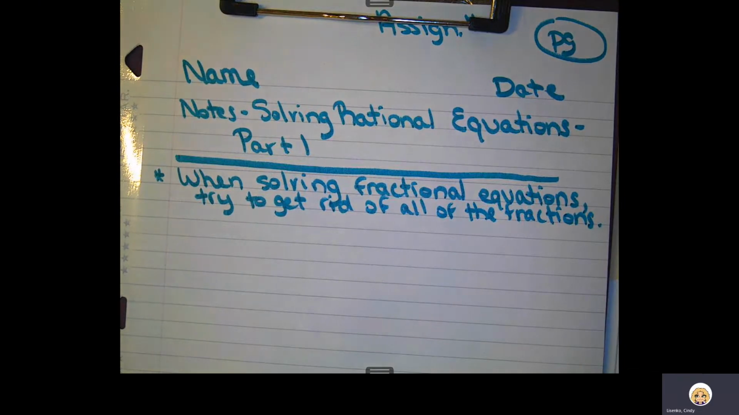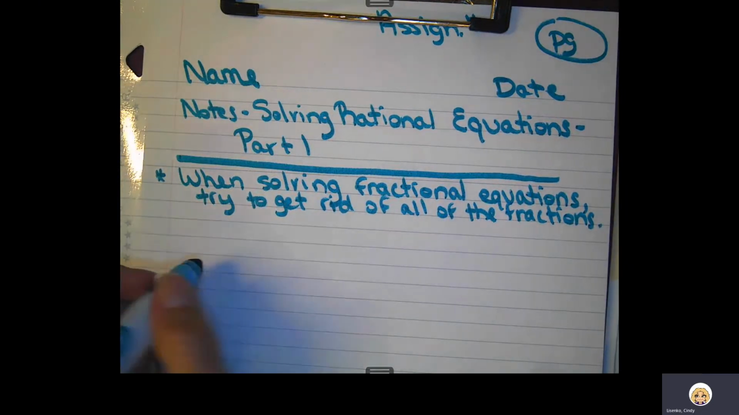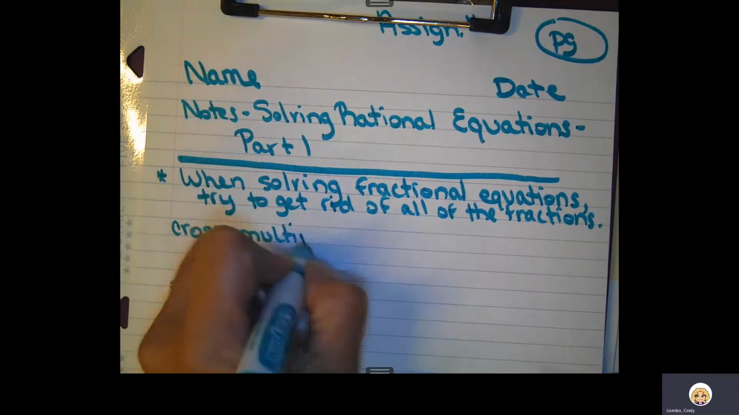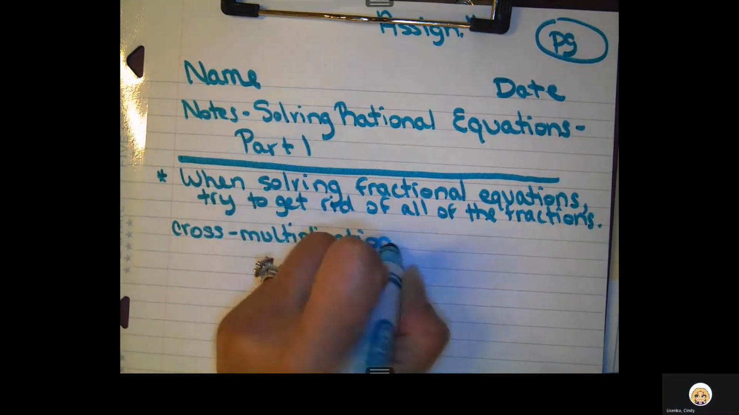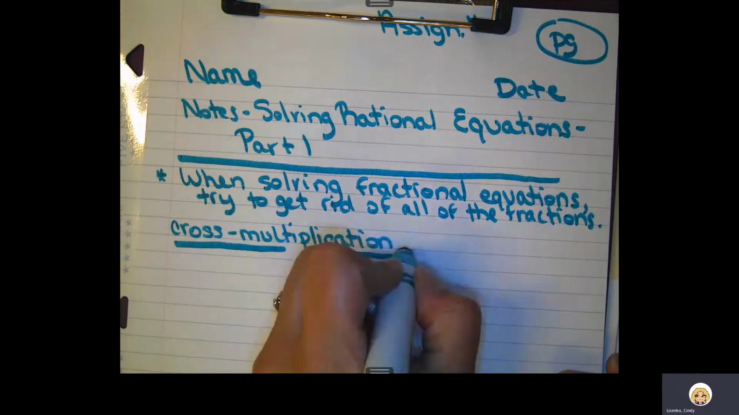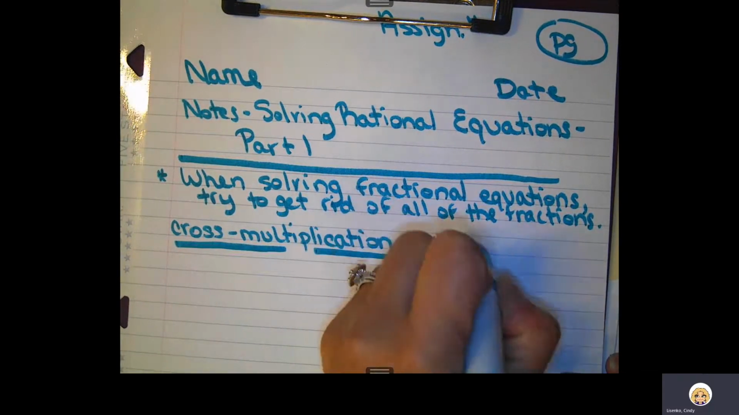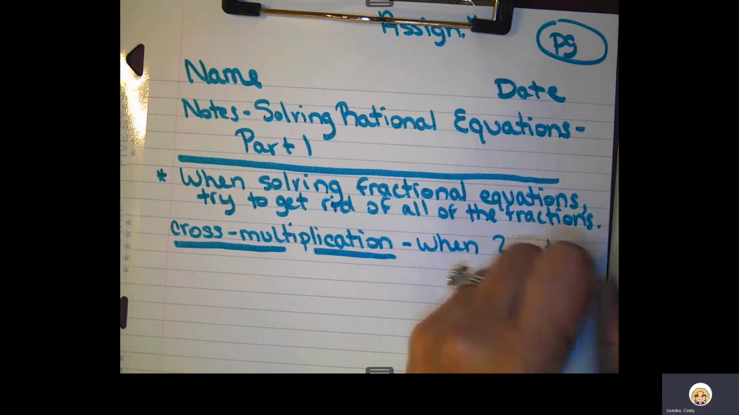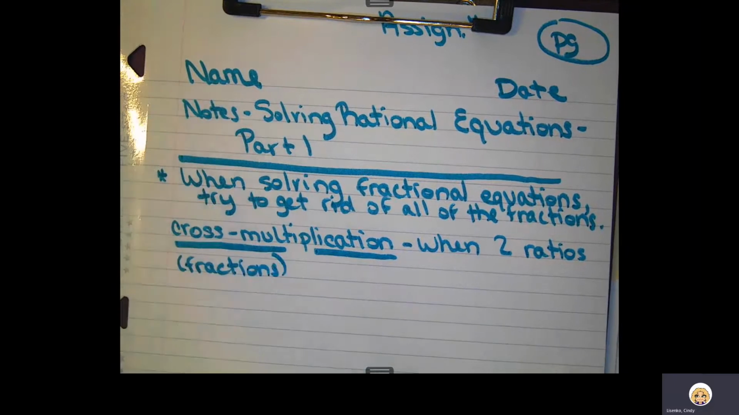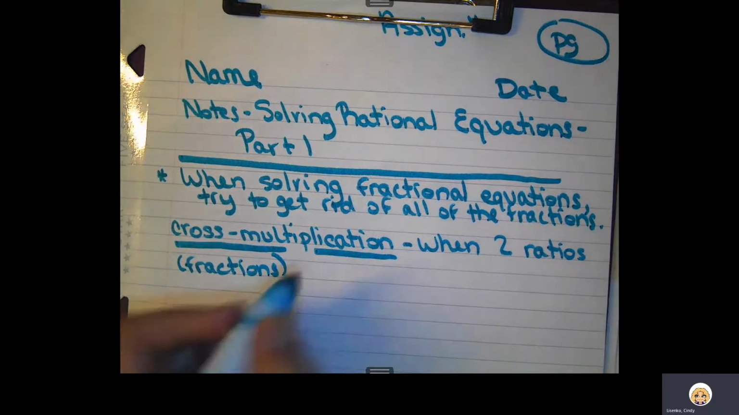So we're going to talk today about 2 different types of equations that would have fractions in it. One is where we would have 2 fractions on both sides, and we would use cross multiplication. So I want you to write cross multiplication. So you would use this method when you have 2 fractions that are equal to each other. So can you put after this, when 2 ratios, and that just means fractions. So I'm going to put fractions in parentheses. So when 2 ratios are equal.